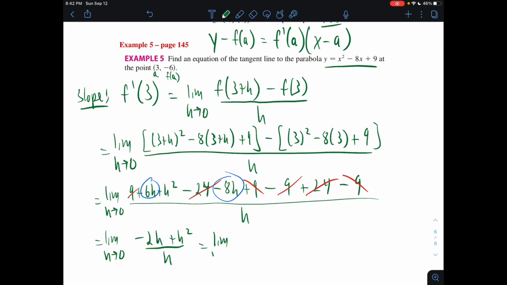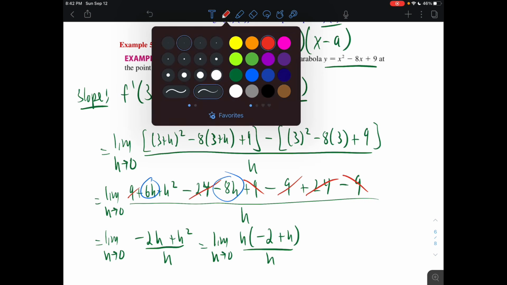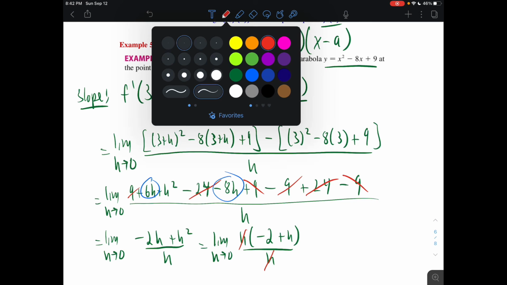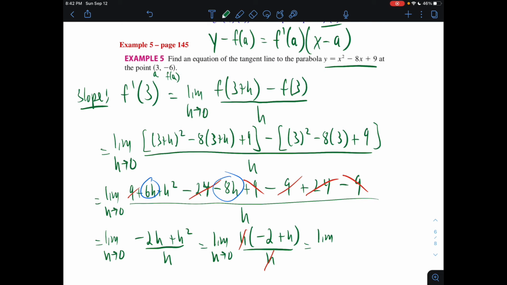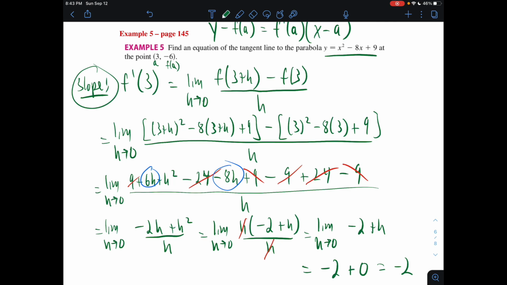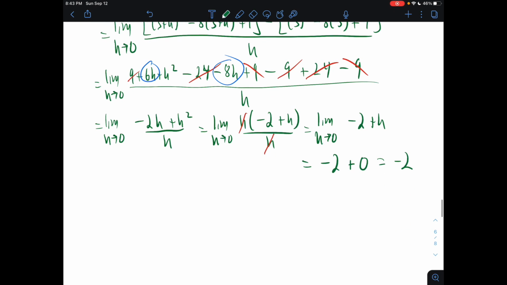So now I get to factor out the h, which leaves me with h times (-2 + h). I can then cancel out the h. Hopefully you're starting to see the pattern here of just evaluating, simplifying, getting to a point where you can factor out h, and then on the home stretch, you get to use direct substitution. So when h is equal to 0, I get negative 2. And remember what this is, that's the slope. So we can say that f prime of 3 is equal to negative 2.